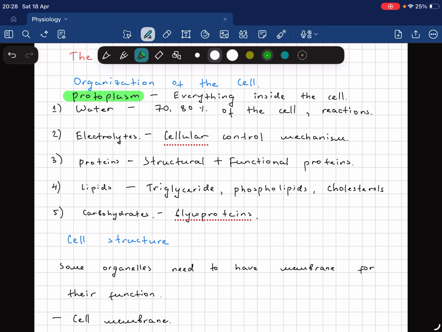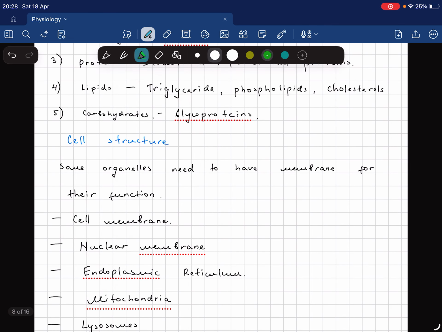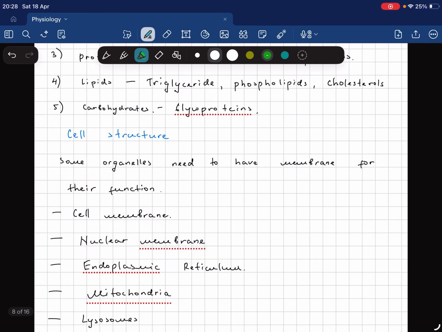If we talk about proteins, we have structural and functional proteins. In structural proteins, we have phospholipids. That's not a protein, but we have integral protein and peripheral protein in cell membranes, right? And about functional proteins, we have enzymes. And the fourth one is lipids. Lipids are triglycerides, phospholipids, and cholesterol.